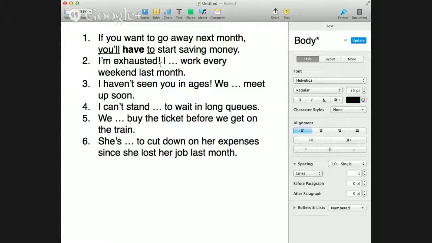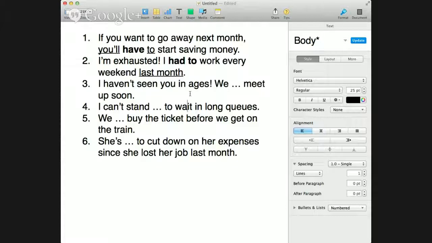David, you're going to do number 2. I'm exhausted. I had to work every weekend last month. Well done. Good work. Why does it have to? Because it is in the past. Perfect. Easy peasy. Well done.